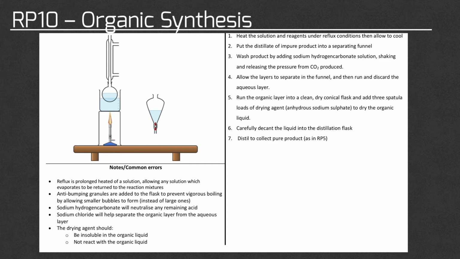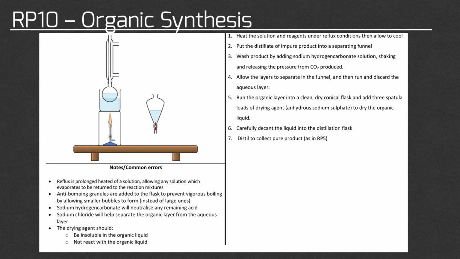The second part of Required Practical 10 is how to prepare a pure organic liquid. In this case, for the reaction you are doing, you'd heat the solution and the reagents under reflux conditions and then allow them to cool. You'd then put the distillate of your impure product into a separating funnel.